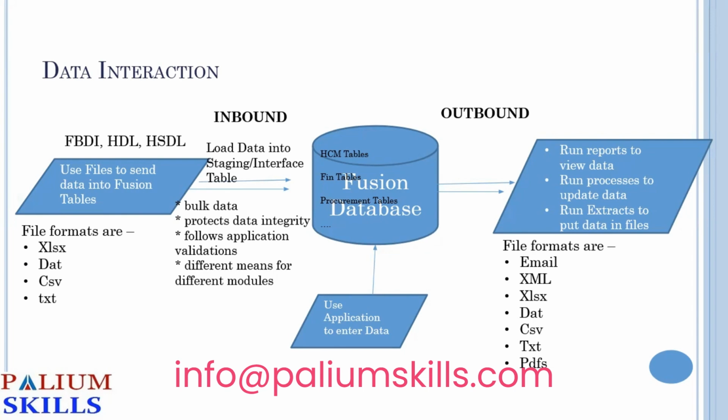Now, when you run the outbound program, when you want to send data out of Fusion, you read the data from the actual HCM tables and load the data into different files. And those files are sent across to vendors or to any other application. So the file formats include email, XML, XLS, DAT, CSV, TXT, PDF, all of them.